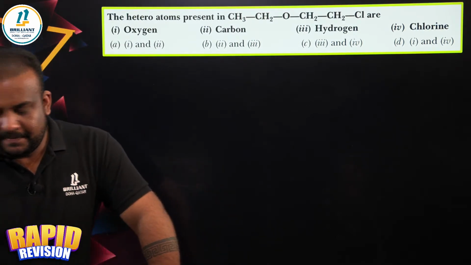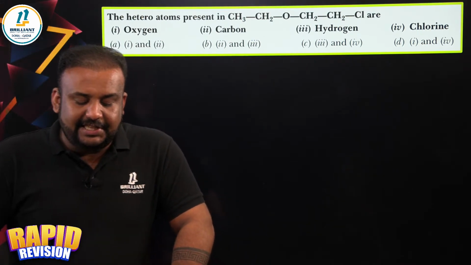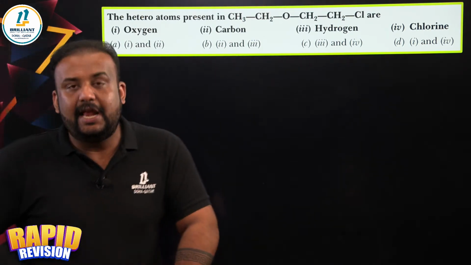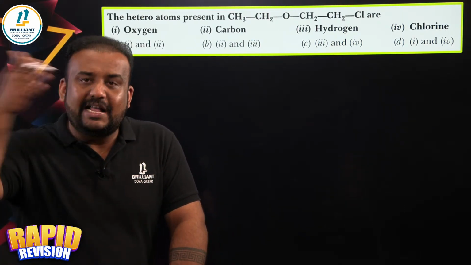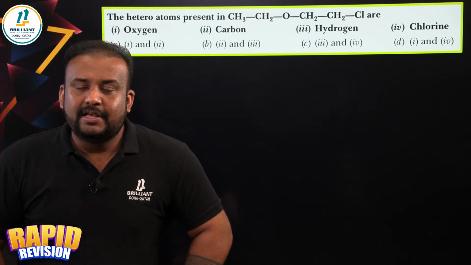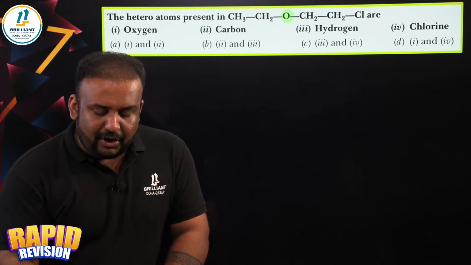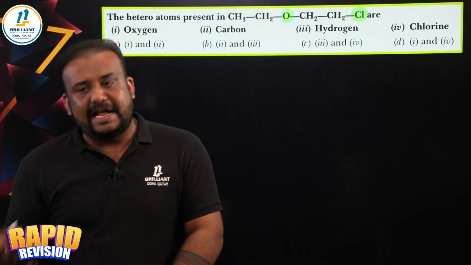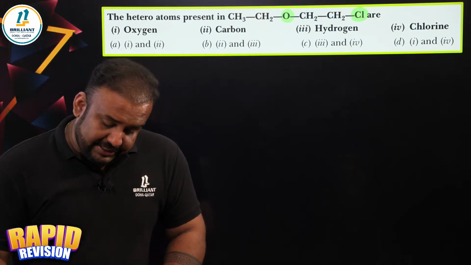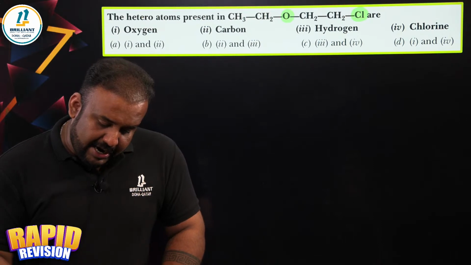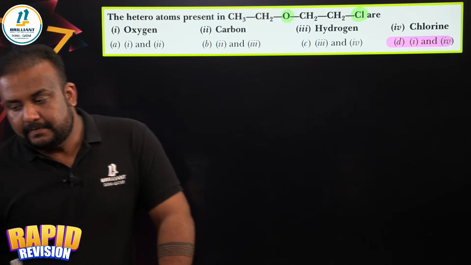Okay, next one. The heteroatoms present in CH3, CH2O, CH2, CH2, Cl. See, heteroatoms are the atoms other than carbon and hydrogen. So which atoms are the heteroatoms here? You can see that there is an oxygen here and a chlorine here. These are the atoms other than carbon and hydrogen. So the heteroatoms in this are oxygen and chlorine, 1 and 4. Yes, right.